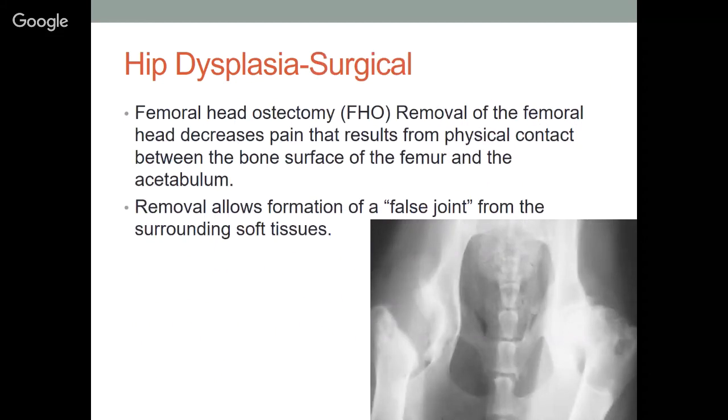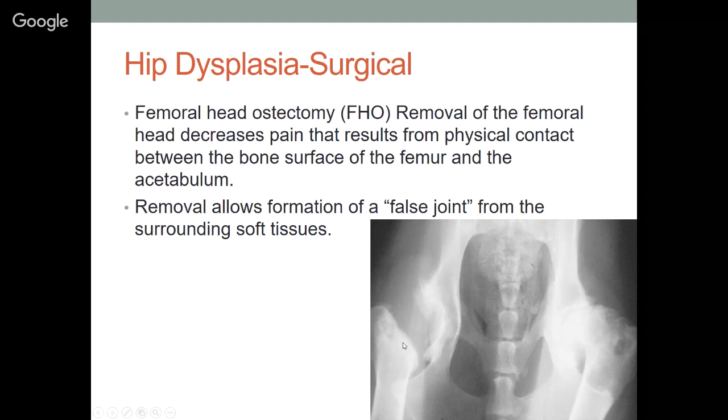Surgically, we can actually remove the head of the femur. That's called a femoral head osteectomy, or an FHO. And if we remove it, it actually decreases pain. We have a workable joint. It's a false joint. It's made up of soft tissue, but the scar tissue that forms there has no nerve endings. So they'll limp maybe, but it'll be non-painful limping because they will have a false joint with no nerve endings there.